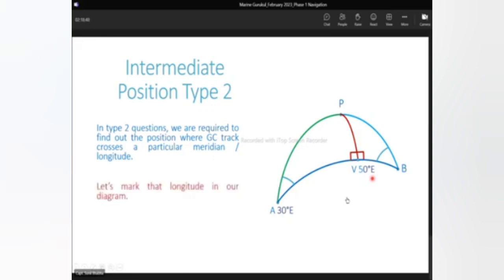Now this question tells us that we need to find out the position where the great circle track crosses this particular meridian. This is 40 degree east meridian. So we have drawn this dotted line representing 40 degree east meridian, and let's assume that this particular point is X, and we have to now find out what is the position of this point X.